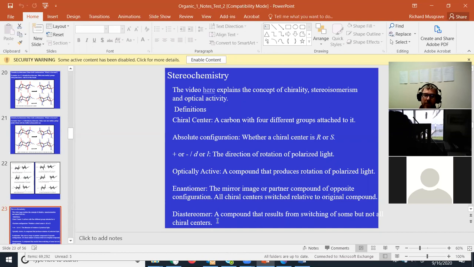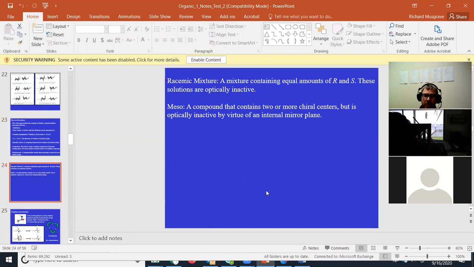A diastereomer is a compound that results from switching some but not all chiral centers, and we'll get onto that as well. A racemic mixture is a mixture containing equal amounts of R and S. And because they contain equal amounts of R and S, they're optically inactive. So if you have a 50% R, 50% S solution, the plane polarized light doesn't know which way to go, so it just doesn't do anything, just goes straight through. So technically it is a chiral mixture, but because you've got R and S in equal amounts, then it doesn't twist plane polarized light at all.